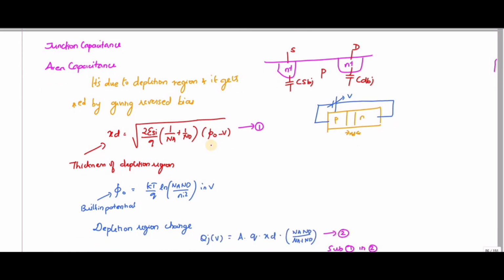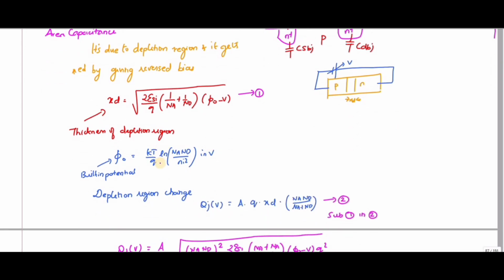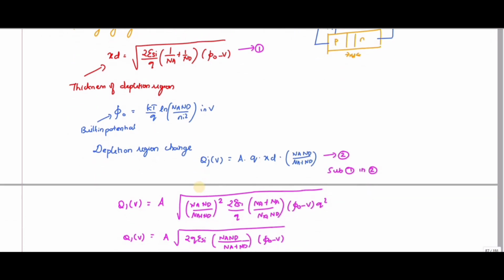Okay, and we know that phi naught is equal to KT by q ln (Na Nd divided by ni squared), which is represented in terms of volt. And the depletion charge Qj is equal to A q xd into Na Nd divided by (Na plus Nd). So you have to substitute this xd value, the first equation, in the second equation.